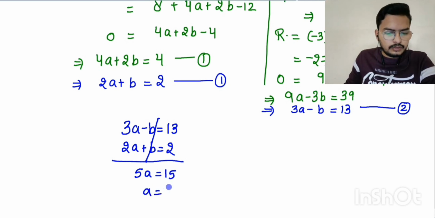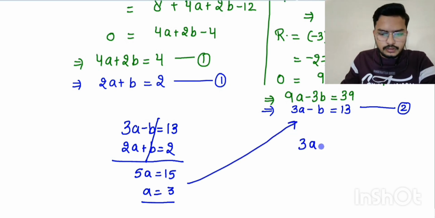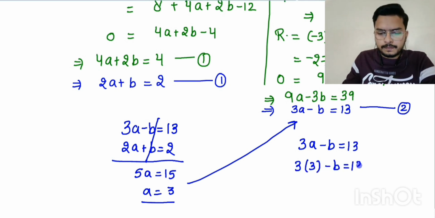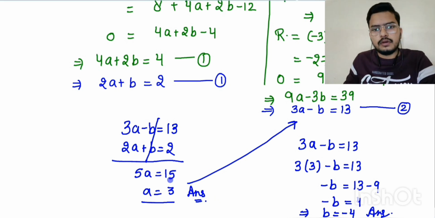So from here we get a is equal to 3. Just put the value of a equal to 3 here, so you will get 3a minus b equals 13, that is 3 into 3 because the a value is 3. So that is minus b equals 13 minus 9, or we can say minus b equals 4, or we can say the value of b is equal to minus 4. So this is our answer. The a value is 3 and the b value is minus 4.